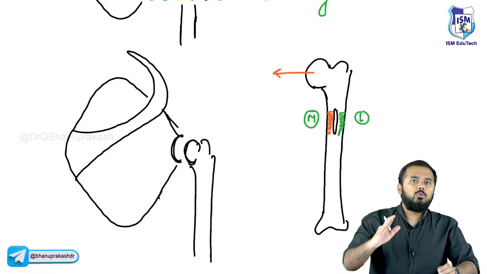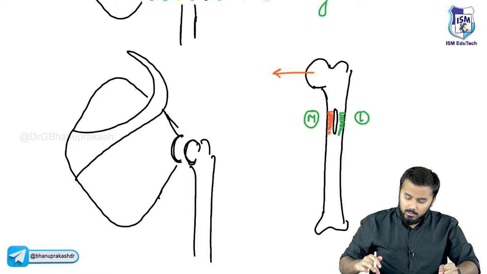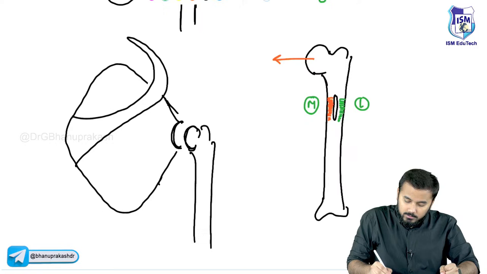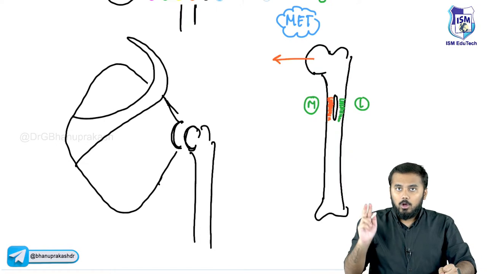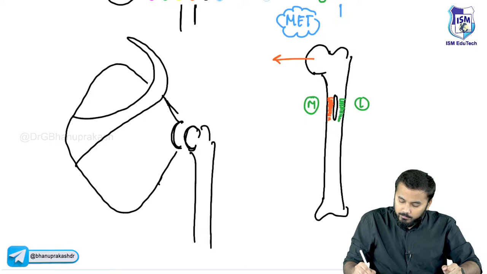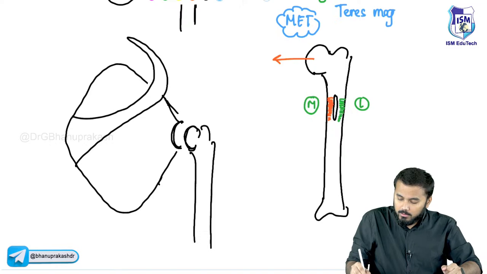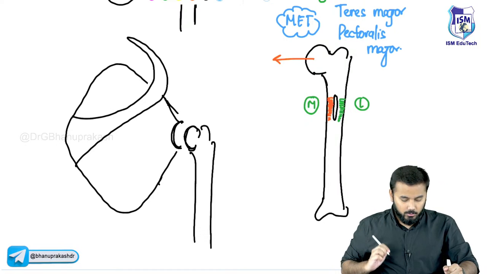All of you know which muscle inserts in the bicipital groove, just now I told you, latissimus dorsi. So the remaining muscles, just remember like this, the mnemonic. There are two major muscles in the upper limb: one is called teres major, another one is called pectoralis major.